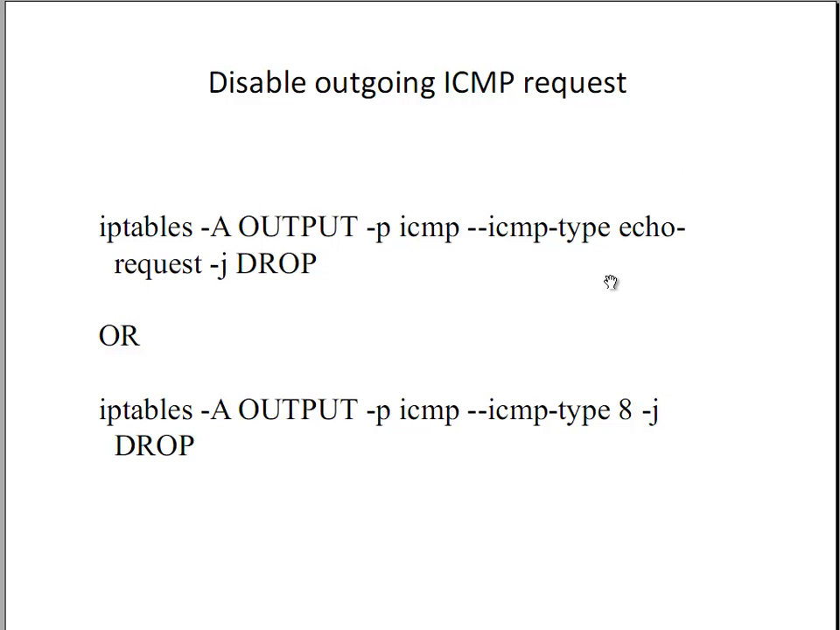Let's say we wanted to change this rule so that it would drop all incoming requests. How would we change this? The only thing we need to change is to change this output to input. And again, we would only need one of these rules. So it would be iptables -A INPUT and then the same syntax.